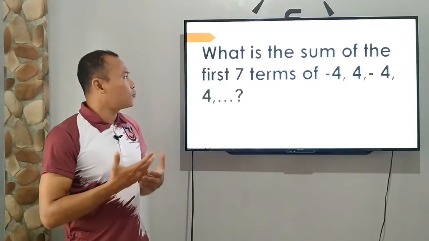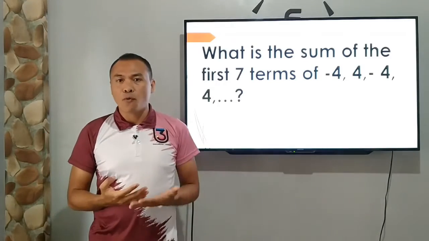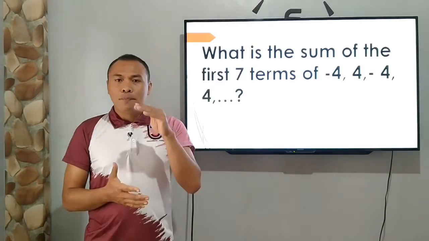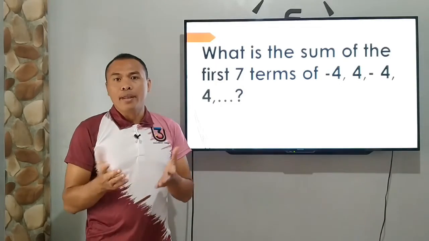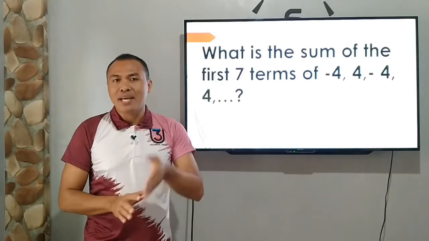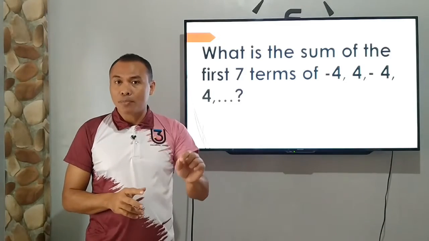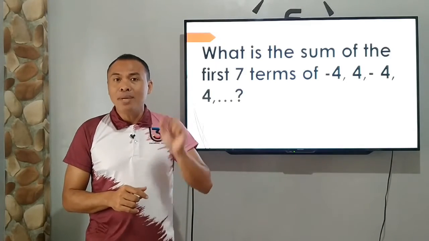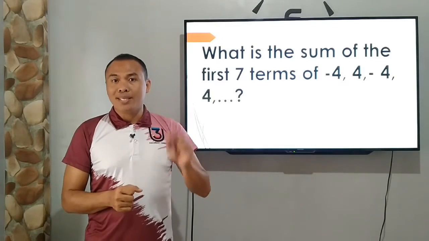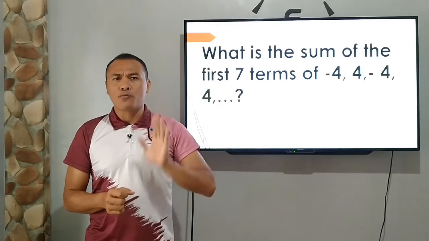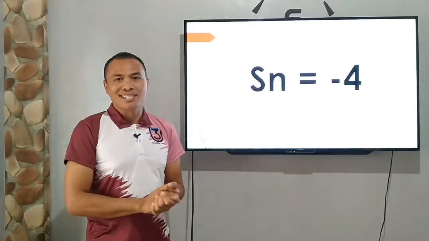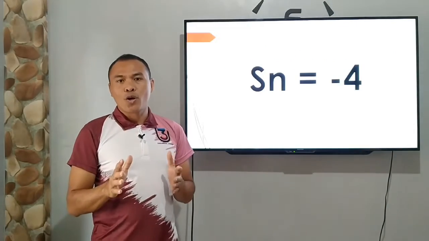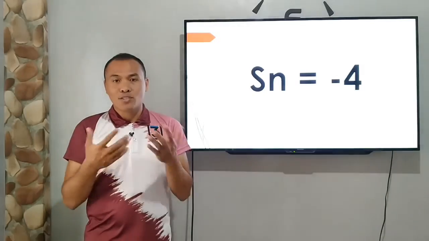What is the sum of the first 7 terms of negative 4, 4, negative 4? Based on the given, our r is negative 1 and our n is 7, and 7 is an odd number. So if it is odd, the sum is equal to the first term, and our first term is negative 4. So the answer is negative 4. It's easy, students.